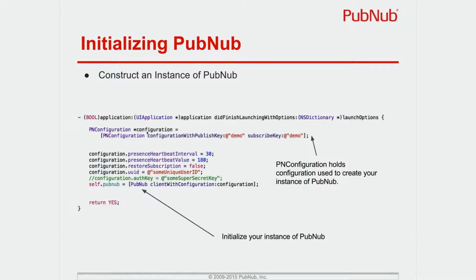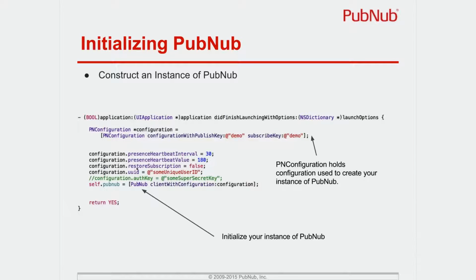So once you have an instance of the PNConfiguration, you can alter or leverage some of the attributes off of PNConfiguration to control how the SDK behaves under certain conditions. In this particular case, I'm altering the presence heartbeat interval and the heartbeat value. So the heartbeat interval is how often the client is going to send a heartbeat to the server. The heartbeat value is how long the server is going to wait to hear from that client.